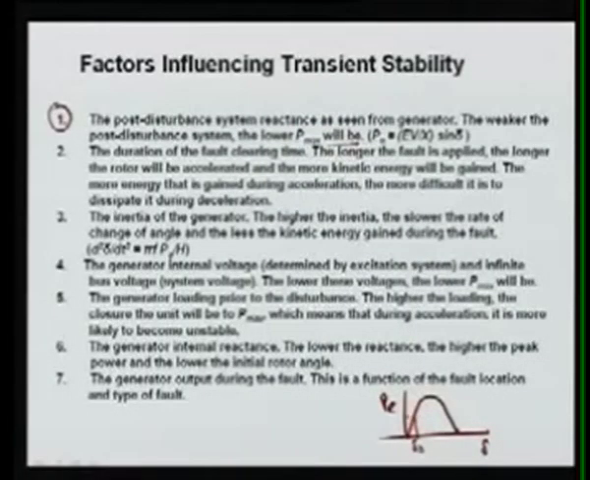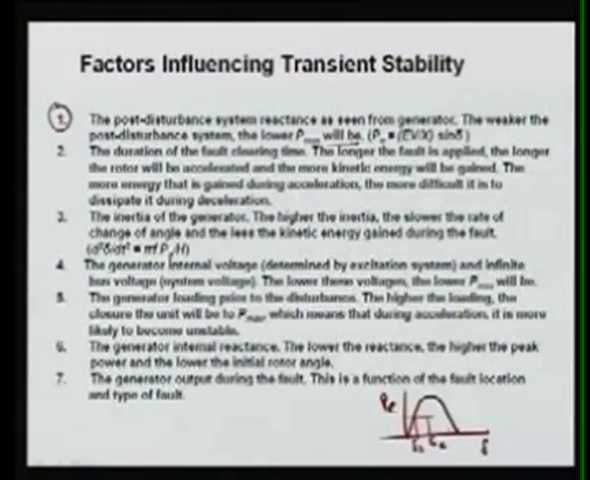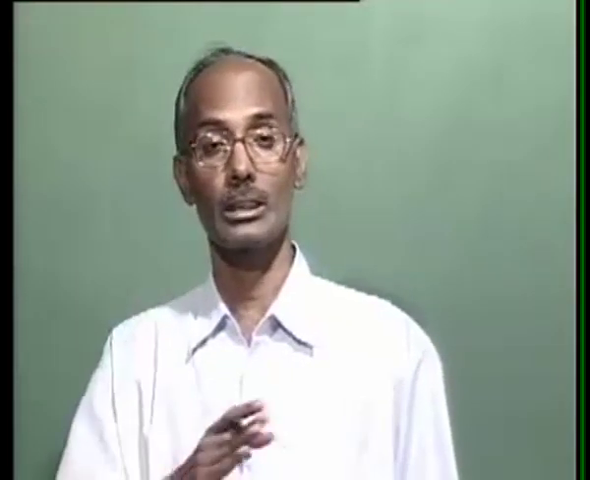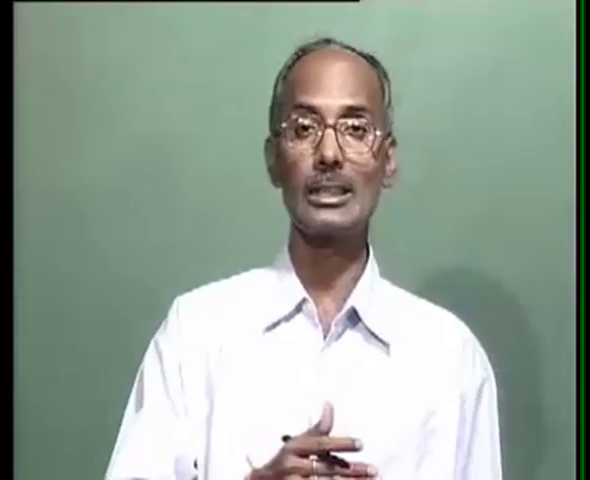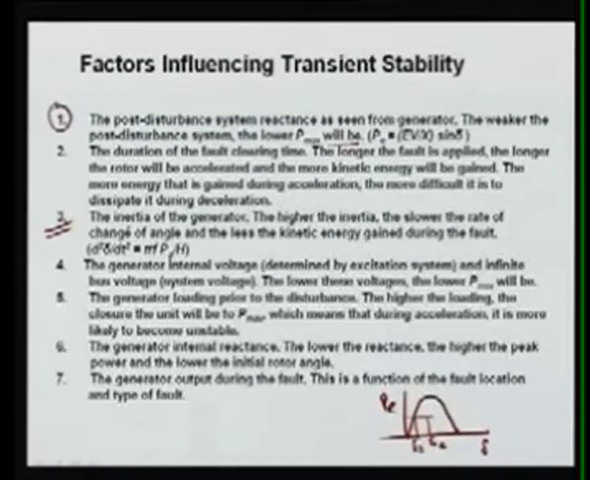Here your delta naught is this, and then at what point, delta C, the fault is cleared. The longer the fault is applied, the longer the rotor will accelerate. If your fault persists for a longer duration, your machine will keep on accelerating and your delta will keep on increasing. The deceleration energy will not be sufficient and will not be dissipated during deceleration, and your machine will keep on accelerating, which means your system is unstable.